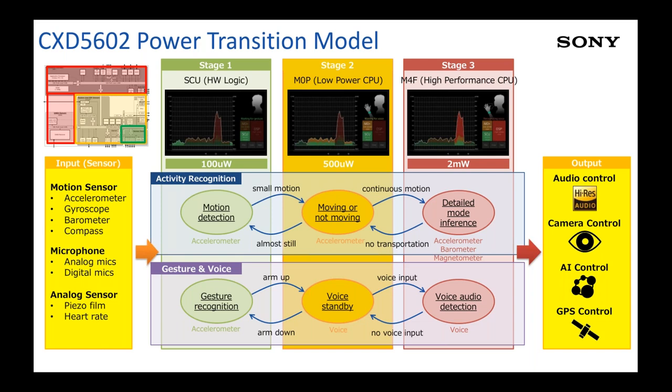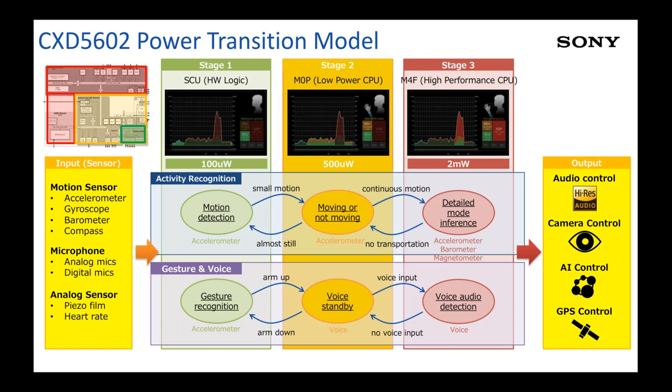And then eventually you go to the last stage, stage three. What happens at this point? I sense the motion and I detect it. Now I have to do some moving or not moving. If I need to do moving, then I go to stage three, which at the end is going to send some output, like audio control, camera control, AI control, or GPS control. At this point, look at the amount of power that I'm using. So this is another way to explain the previous slide.